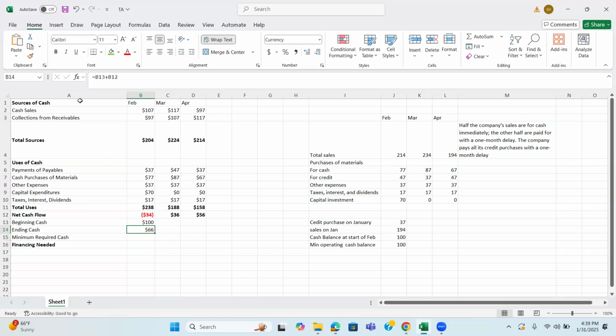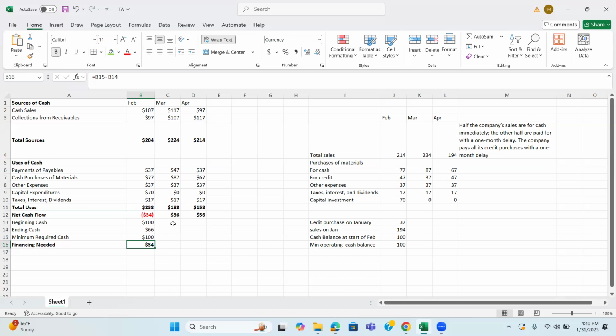I'm just giving plus here because this amount is already given in the negative form. But if you want to subtract it, it is also fine. If you do 100 minus 34, it is also correct. Okay. And the minimum required cash is 100. So you need 100 for each month, but your cash balance is only 66. So you need 100 minus your ending cash. So basically you need $34 for the month of February.